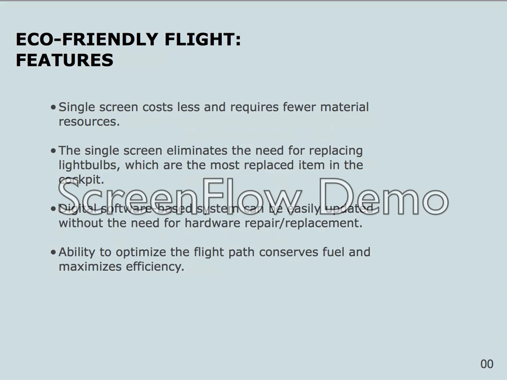Digital software, again, can be easily updated. You don't need to replace the hardware. And there's an option in this display for flight path optimization. And that, again, goes in the overlay. The people can really see the flight path overlaid, make changes to it, have it optimized so that they can conserve their fuel, maximize their efficiency, minimize flight time for the customers. So this display really does have a potential in that regard.